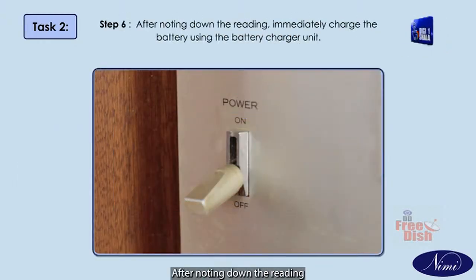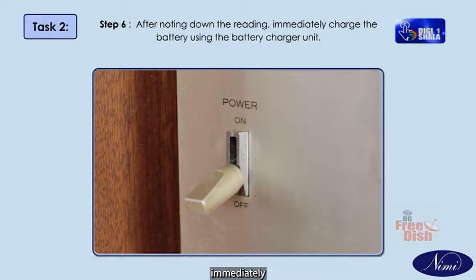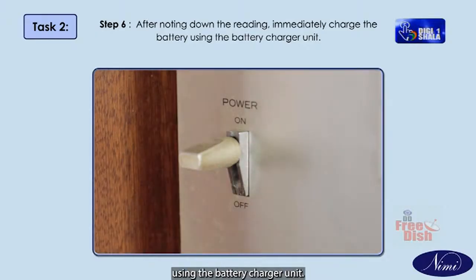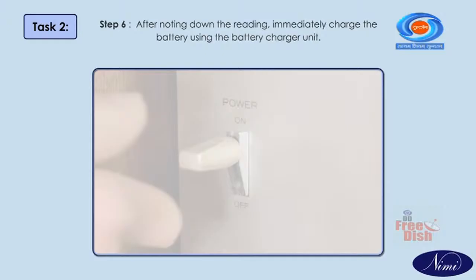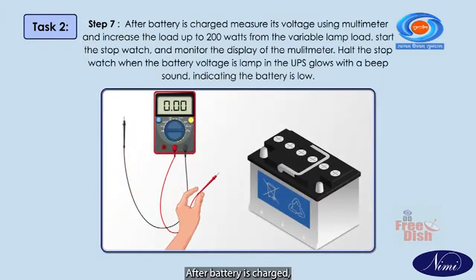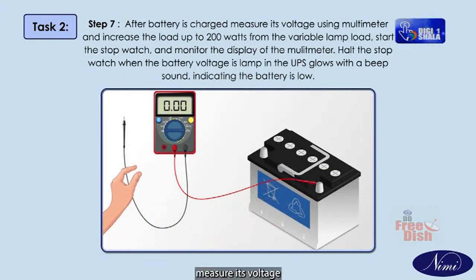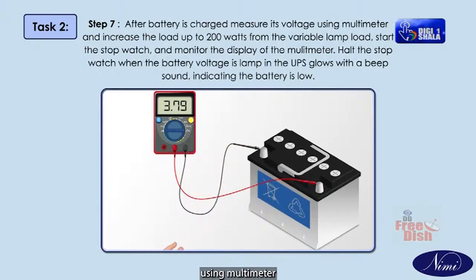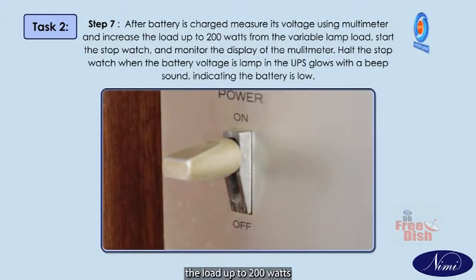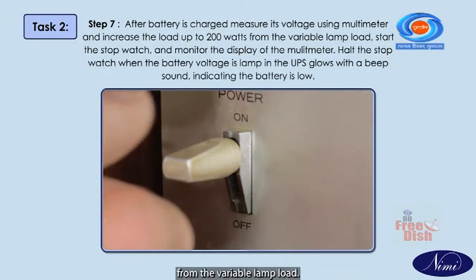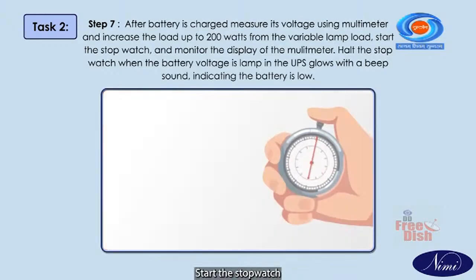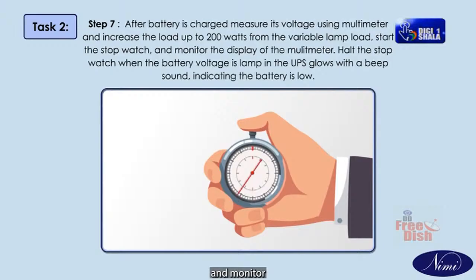Step 6. After noting down the reading, immediately charge the battery using the battery charger unit. Step 7. After battery is charged, measure its voltage using multimeter and increase the load up to 200 watts from the variable lamp load. Start the stopwatch and monitor the display of the multimeter.